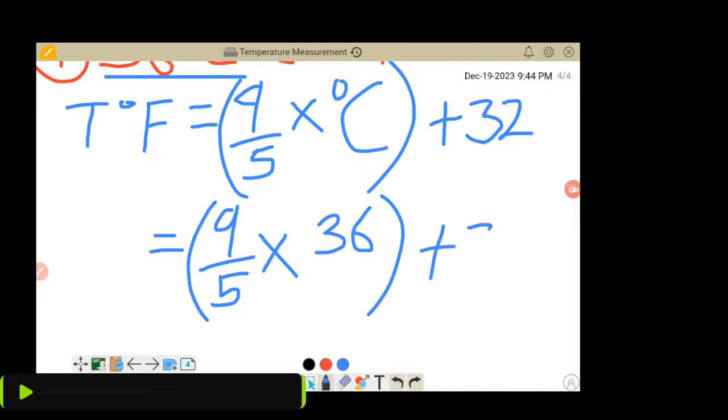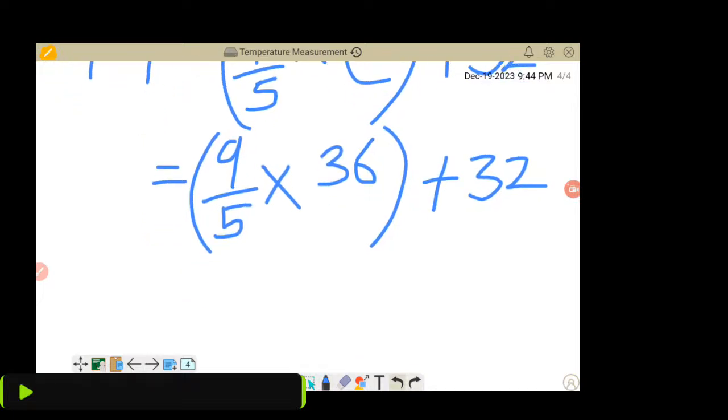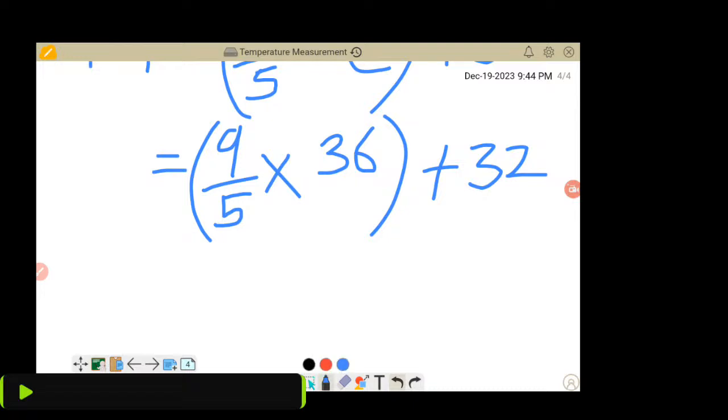Plus 32. So if you solve what is in the bracket first, and you add whatever you arrive at to 32 by pressing your calculator, you will definitely have 96.8 degrees Fahrenheit. And what this is telling us is that the temperature of our 36 degrees Celsius is equal to 96.8 degrees Fahrenheit. That is what this is telling us.